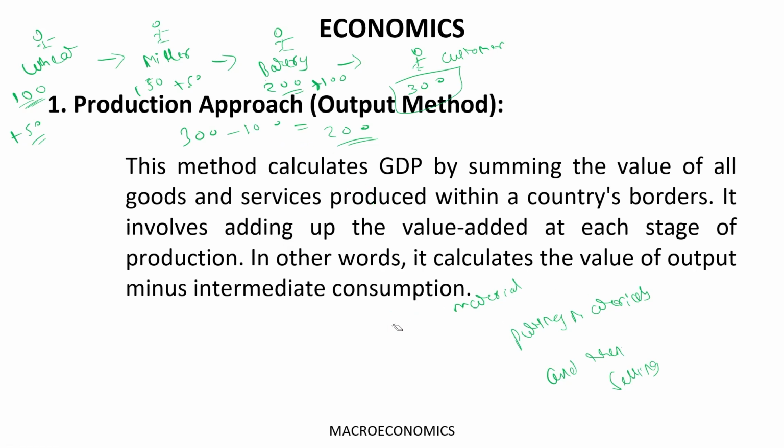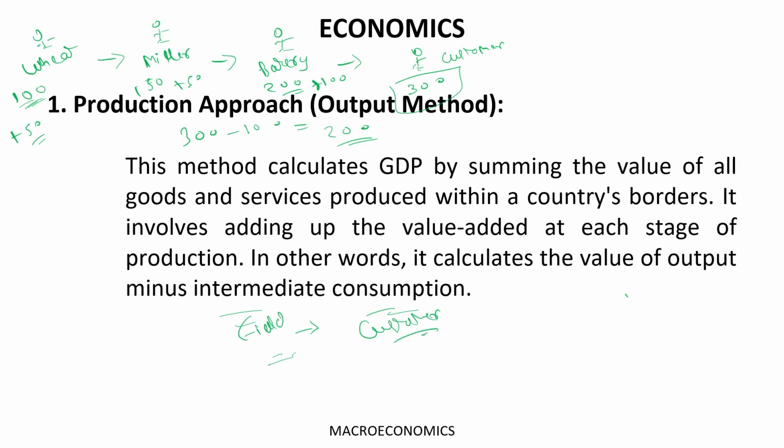Now let's come to the next point, which is that intermediate consumption is eliminated. So what is the meaning of intermediate consumption? Just suppose the wheat is sold to the miller. What if the miller, instead of selling it to the bakery, consumes it himself in his household or any other area? That is intermediate consumption, because the wheat is supposed to come from the field and reach the customer. But in between, at the miller or bakery stage, it got consumed by them. In this scenario, this value will not be added. Only the final value, which is 300, will be added while calculating the GDP.